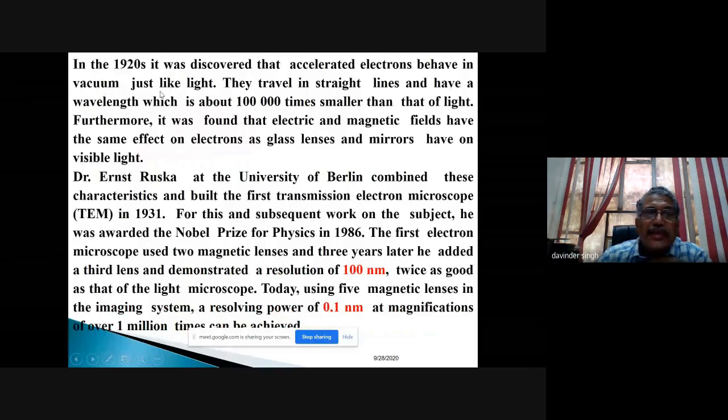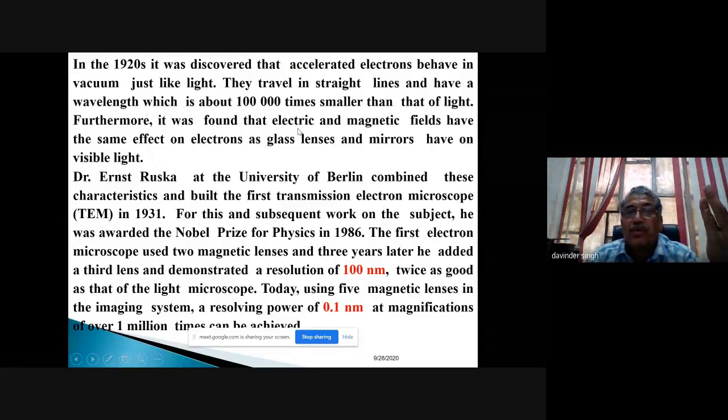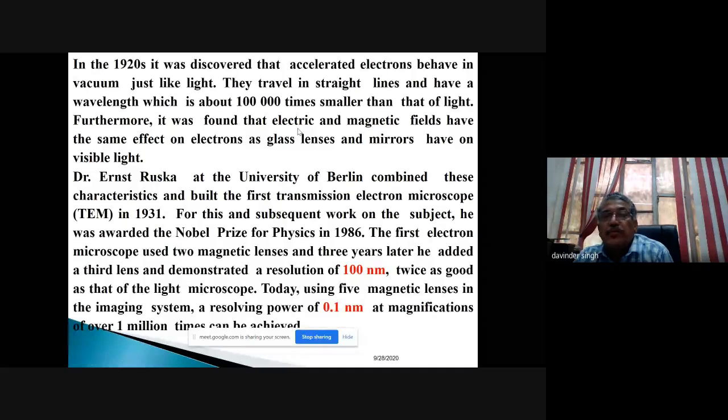Okay, so in the 1920s, it was discovered that accelerated electrons behave in vacuum just like light. They travel in straight lines and have a wavelength about 100,000 times smaller than that of light. It was also found that electric and magnetic fields have the same effect on electrons as glass lenses and mirrors have on visible light, like electromagnetic lenses, we call them. In the case of light, we simply say glass lens. With electron control, we have electromagnetic lenses.